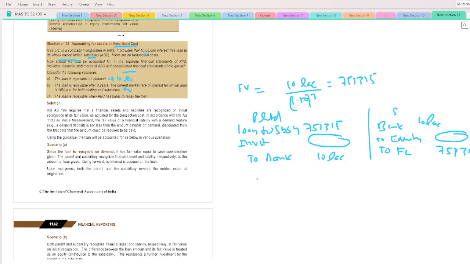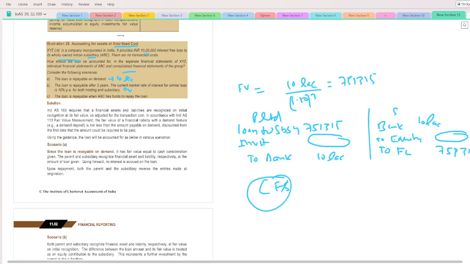And in the CFS, the consolidated financial statement, this is an internal transaction. So all that internal transaction, the inter-company transaction, will get cancelled out. So nothing will be shown here. So this is what they are trying to do. So let's see.